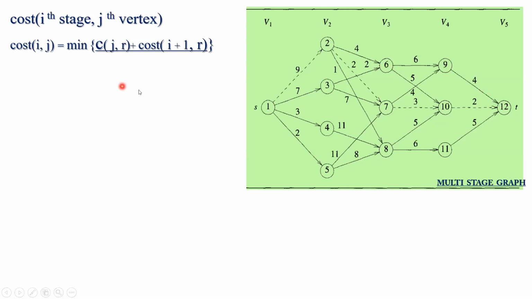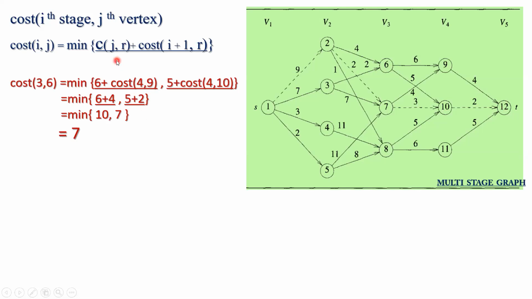We shall follow that. So cost of J, where J is vertex number 6 now. 6 to 9, R is 9. J is 6, R is 9. So the cost of 6 to 9, which is 6, I am representing here, plus cost of 4 to 9. How to read this? Cost of 9th vertex at stage 4. What is the cost of 9th vertex at stage 4? It is 4. So I am writing 4. Here it is 6 plus 4.